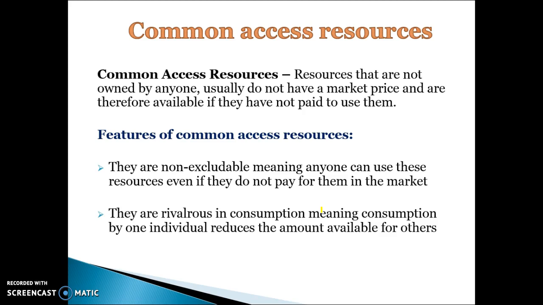And secondly, they are rivalrous in consumption, meaning that consumption by one individual reduces the amount available for others. That's the key difference between public goods and common access resources. If one person consumes them, that means there's less available for others. When you're articulating the difference between the two, the problem with public goods is that they're not provided in a free market because there's no profit motive, because you can't force people to pay. The problem with common access resources is that they're overused because you can't force people to pay for them, and therefore everyone, in their own best interest, will overuse these goods and services.